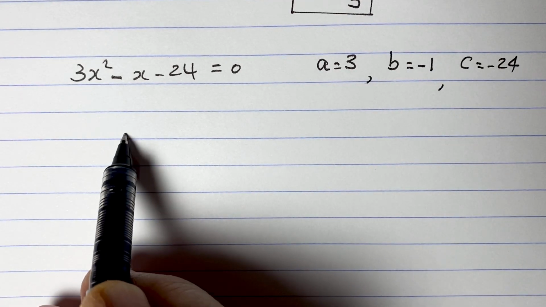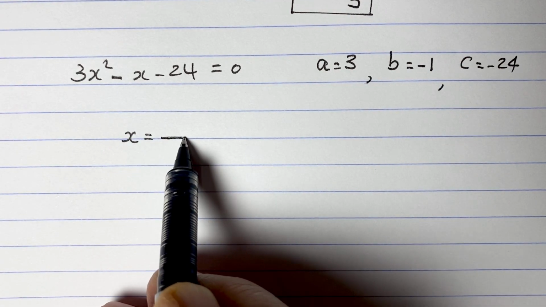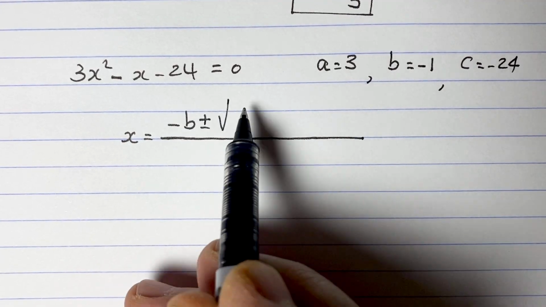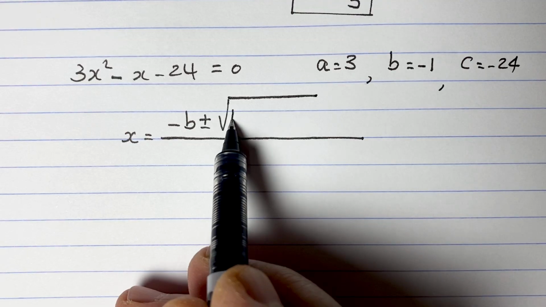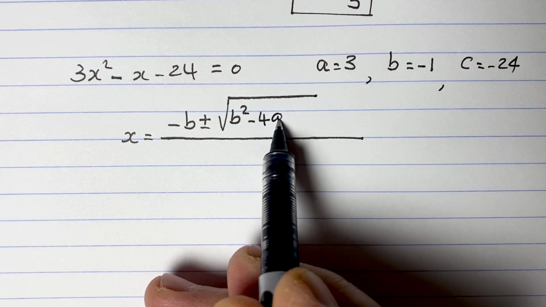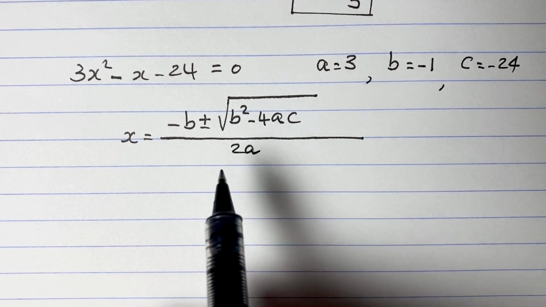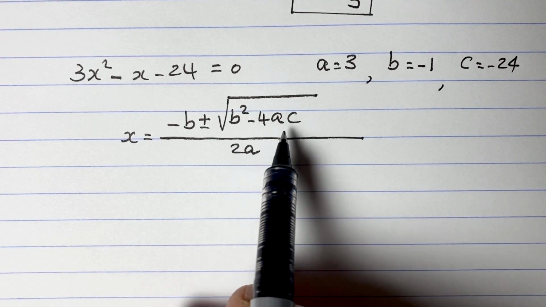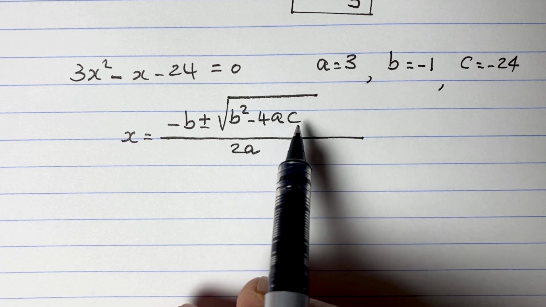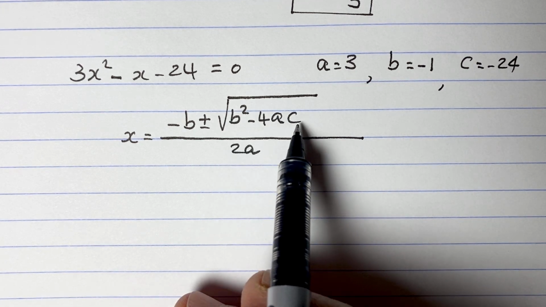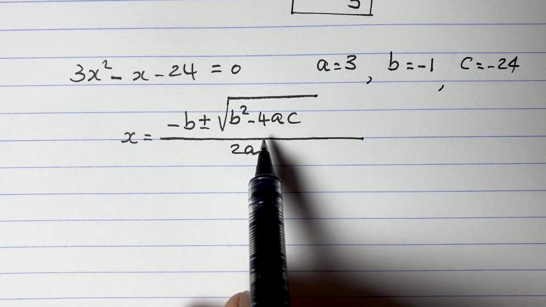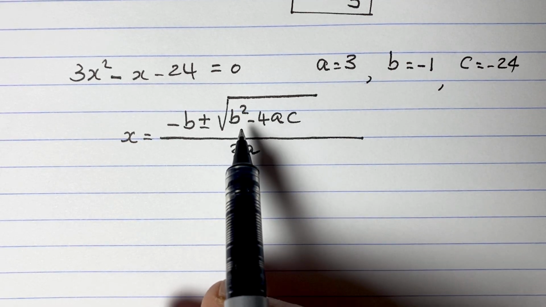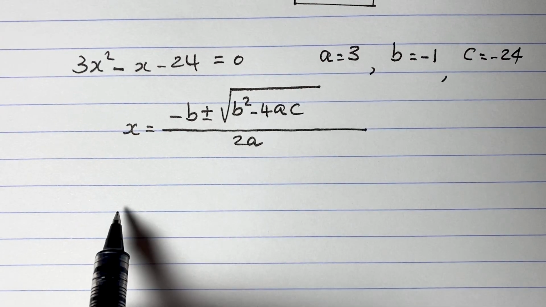So using the formula, x equals minus b plus and minus the square root of b squared minus 4ac divided by 2a. The term b squared minus 4ac is a very important term in mathematics. It's called the discriminant of the quadratic equation. And when you do A-levels, you do all sorts of things with the discriminant. Not at the moment. Let's replace.